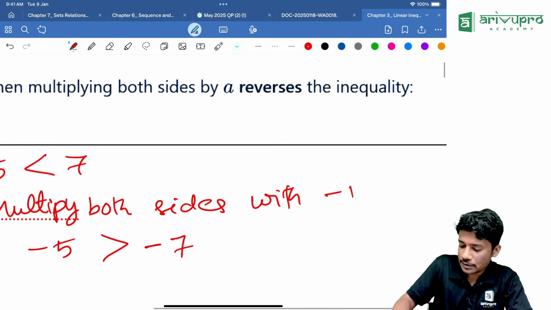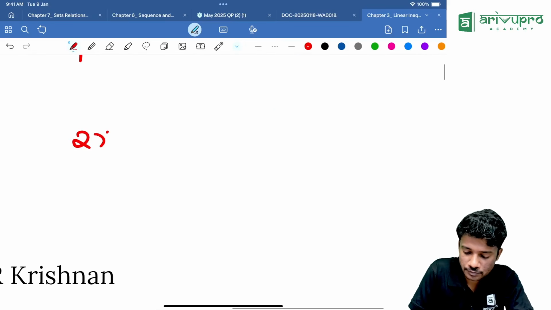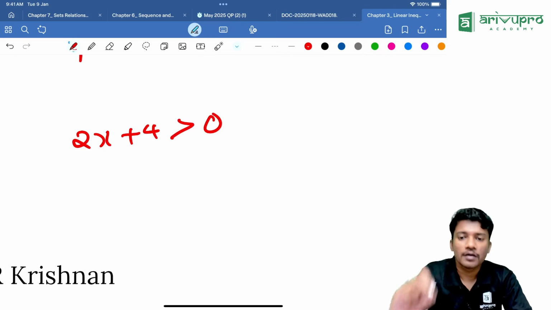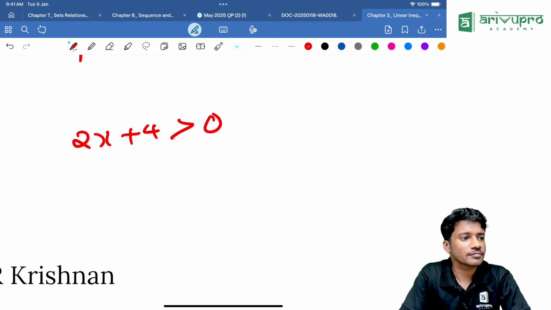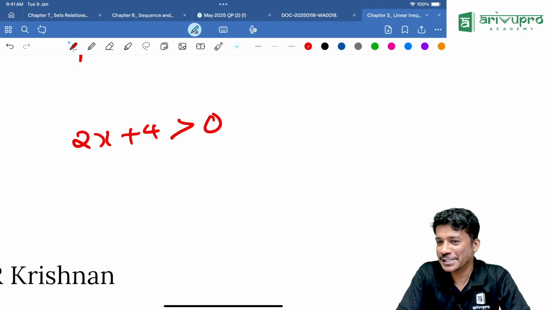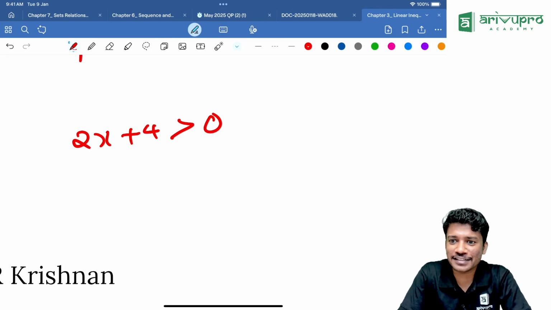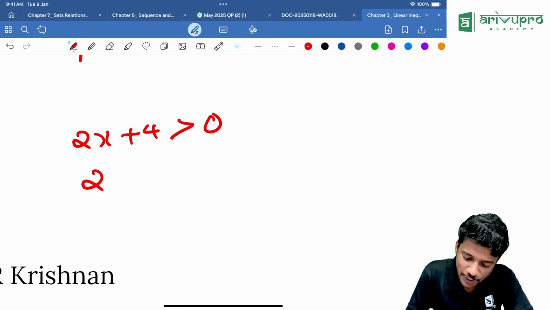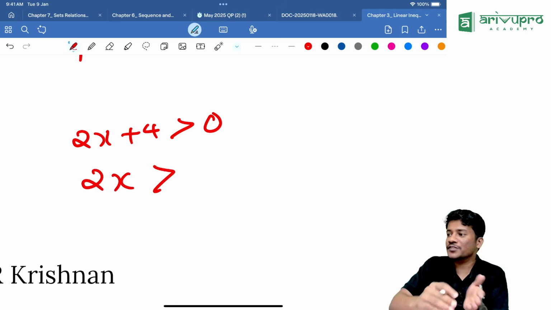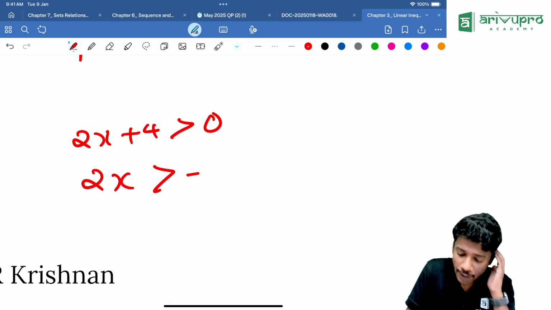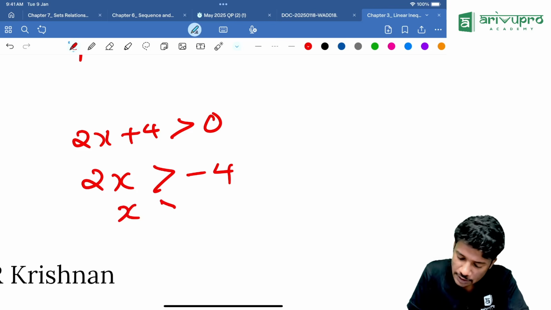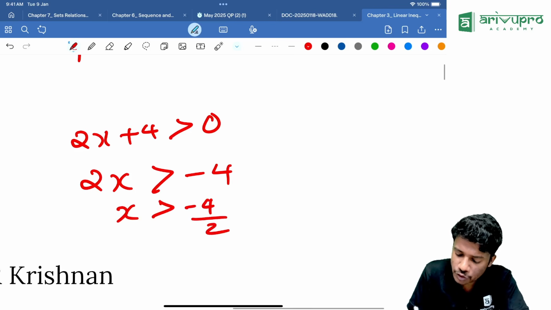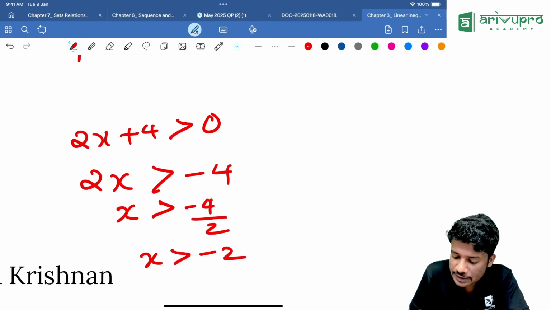Now, find the value of x. Everyone, find the value of x. Come on. Find the value of x now. 2x is greater than plus 4, go to the other side. That means minus 4. Then x is greater than minus 4 divided by 2. Then x is greater than minus 2.